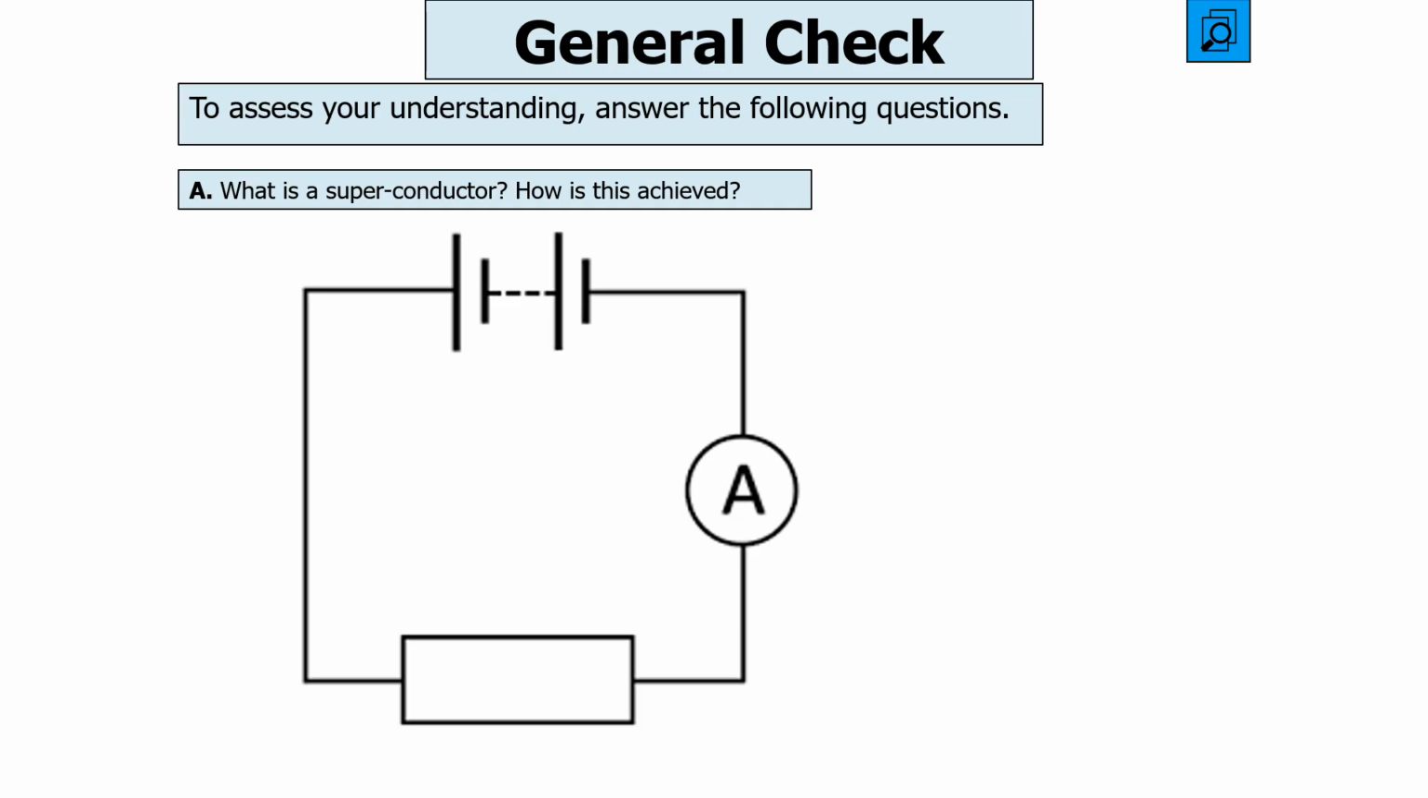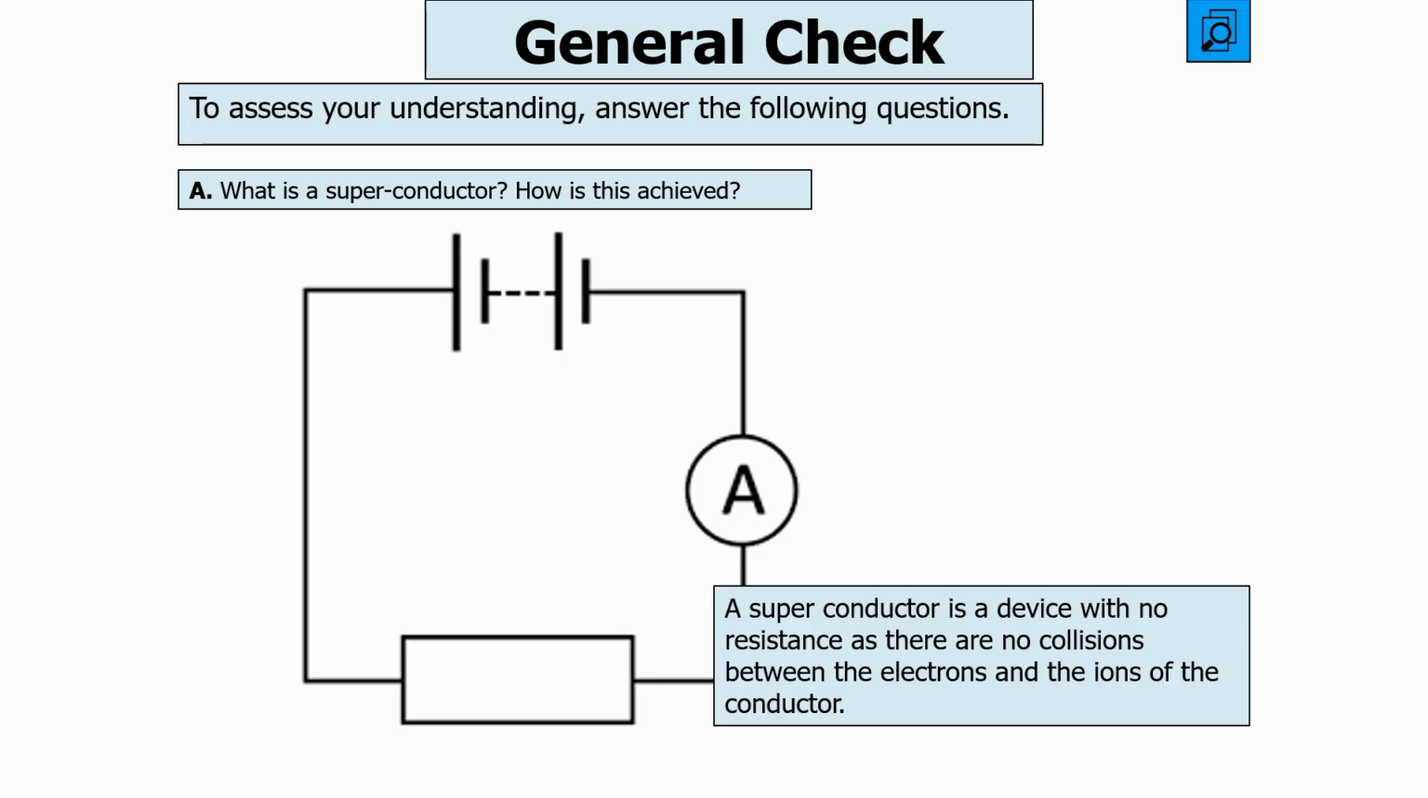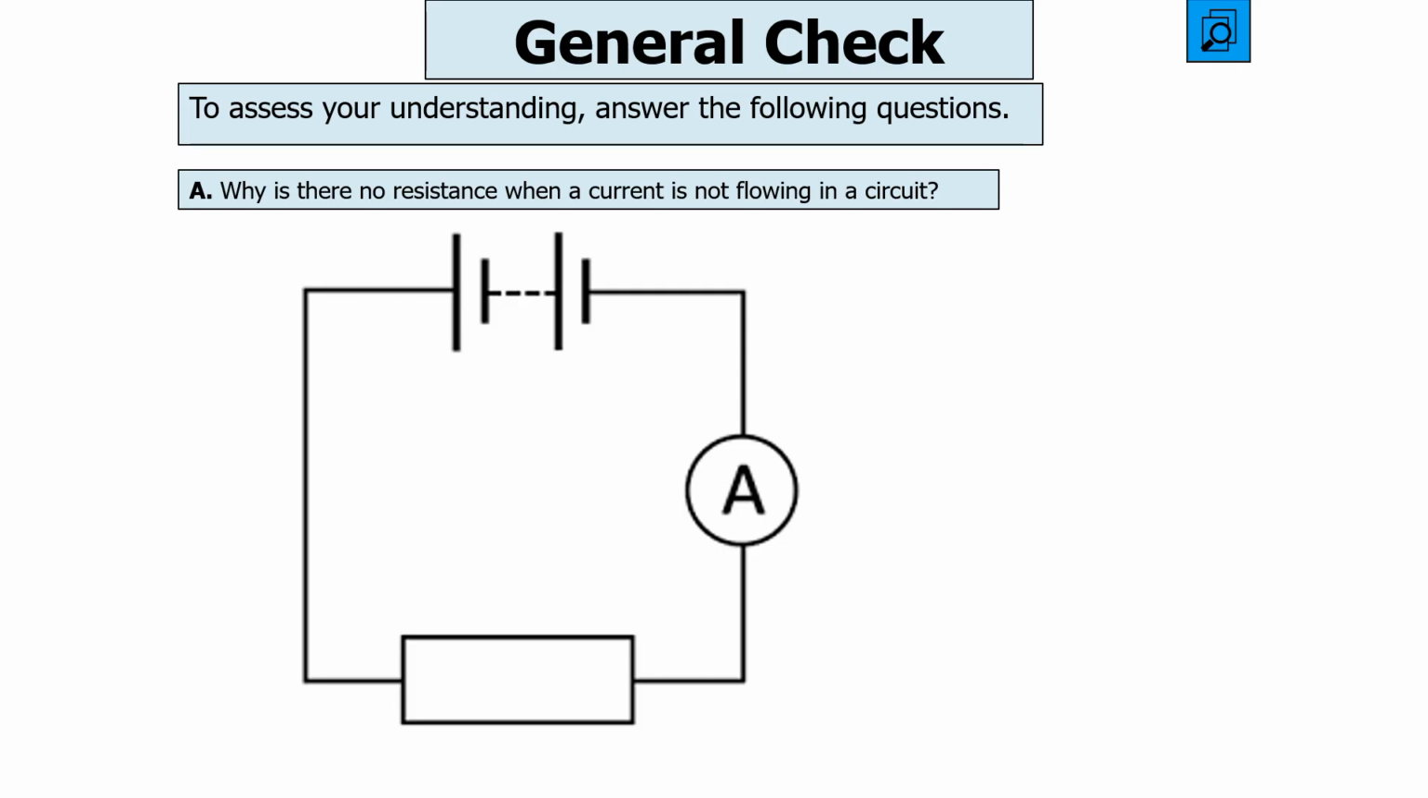The next question says, what is a superconductor and how is this achieved? So pause the video now, unpause the video when you want to go through your answer. A superconductor is a device with no resistance as there are no collisions between the electrons and the ions of the conductor.